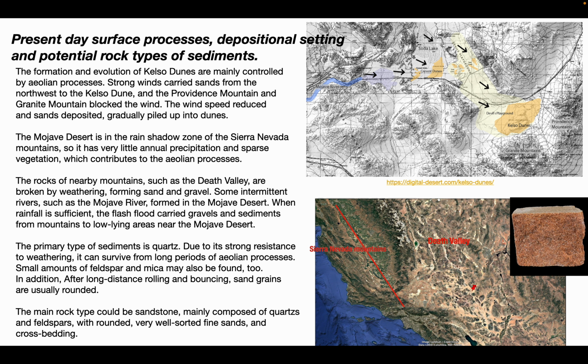Some intermittent rivers, such as the Mojave River, formed in the Mojave Desert, and when the rainfall is sufficient, the flash flood carried gravel and sediments from the mountains to low-lying areas near the Castle Dune.